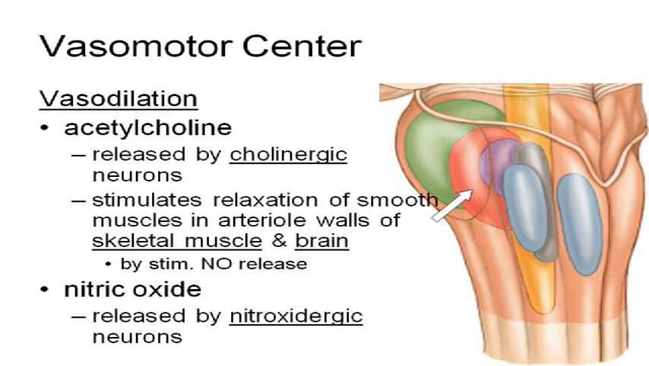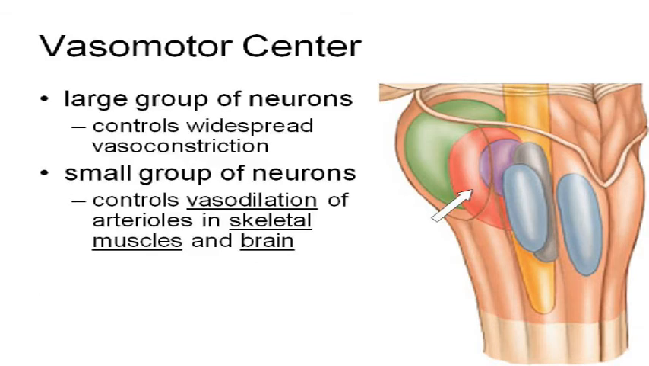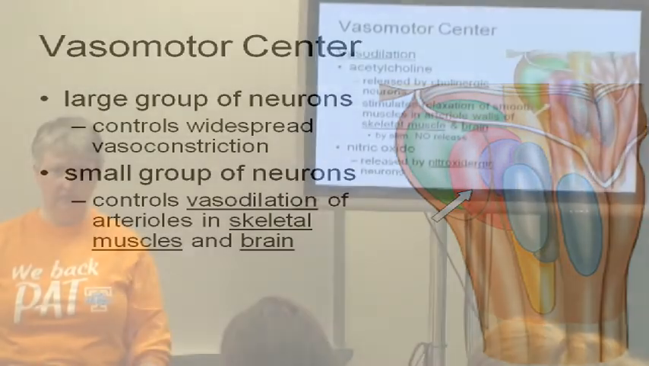The other ones, the small group of neurons, they release acetylcholine. They are cholinergic neurons. And what they do is they basically stimulate more nitric oxide production so that the arterioles that are here and here relax. Basically, these neurons, the cholinergic and the nitroxidergic, that's the small group of neurons that innervate these arterioles. The arterioles in the skeletal muscles and the arterioles that deliver blood to the brain.